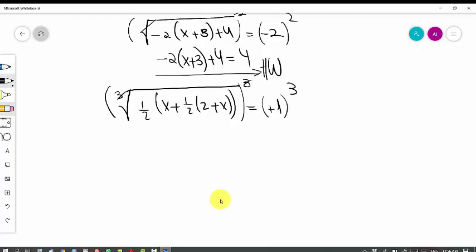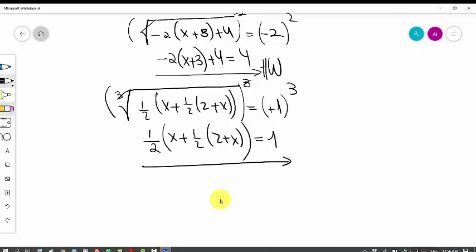This 3 and this third root are cancelling out one another. What remains here is 1/2 times x plus 1/2 times 2 plus x is equal to 1 to the power 3, which is 1. This is a linear equation, the solution of which I give as homework.